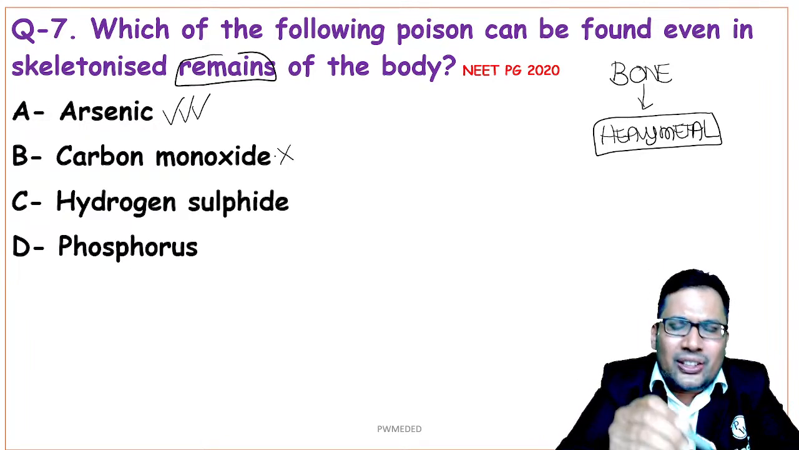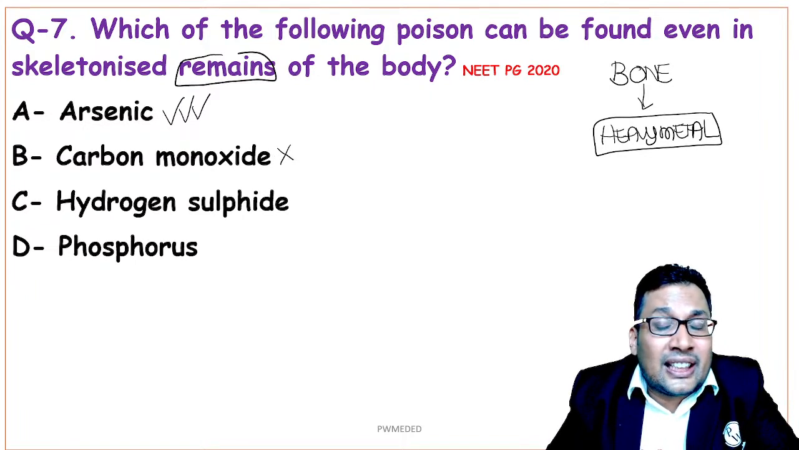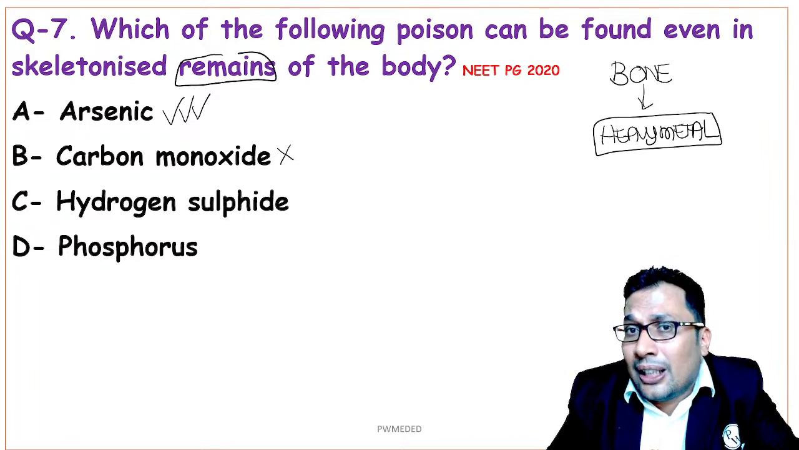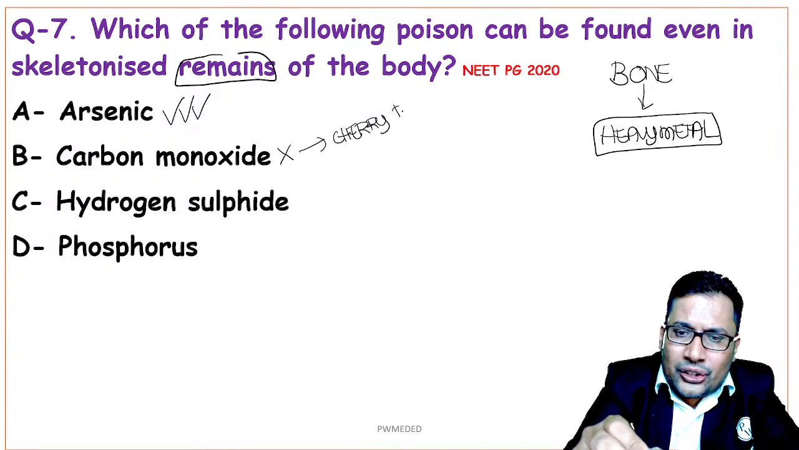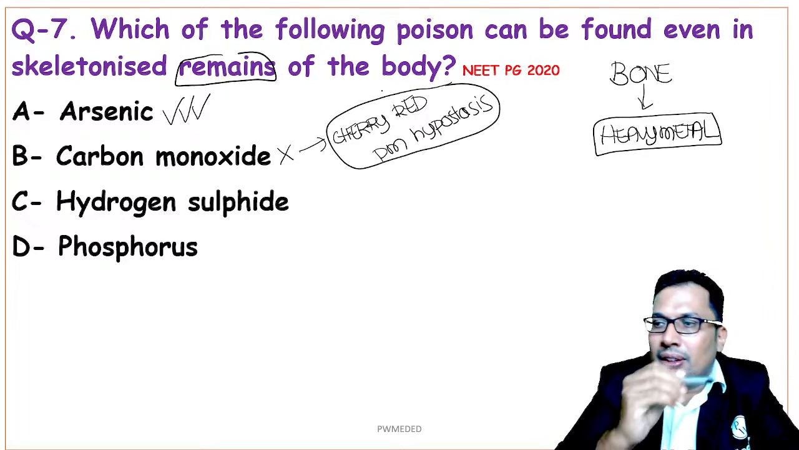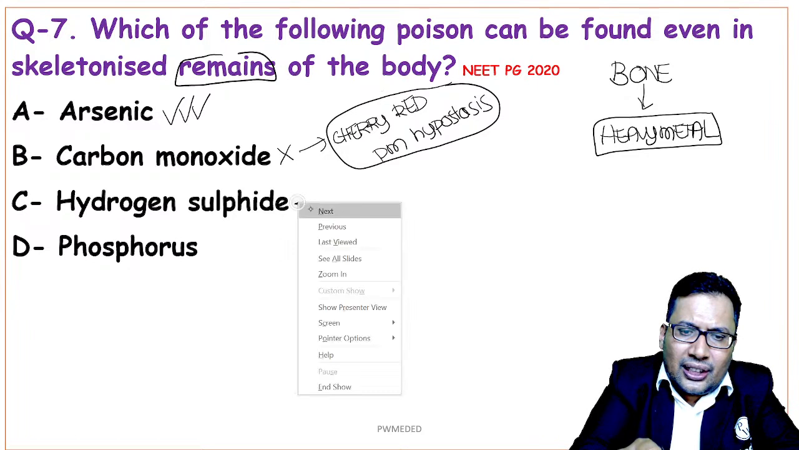Carbon monoxide poison, you know, carbon monoxide is an asphyxiant, with cherry red discoloration. All this can be asked in the exam. Remember, carbon monoxide, cherry red postmortem hypostasis, cherry red PM hypostasis is the question asked. Okay. Hydrogen sulfide, remember, is also a question asked in the exam.